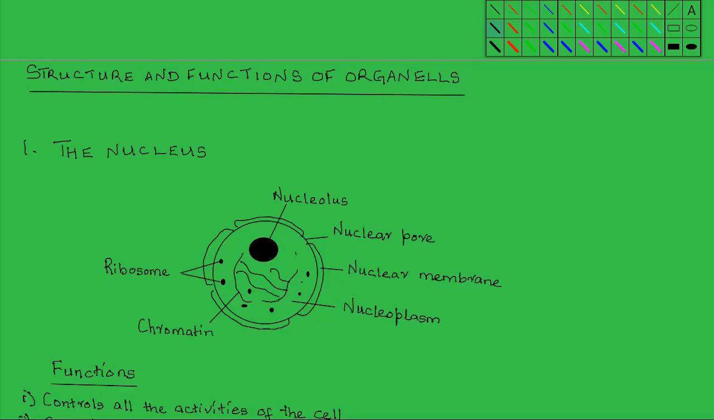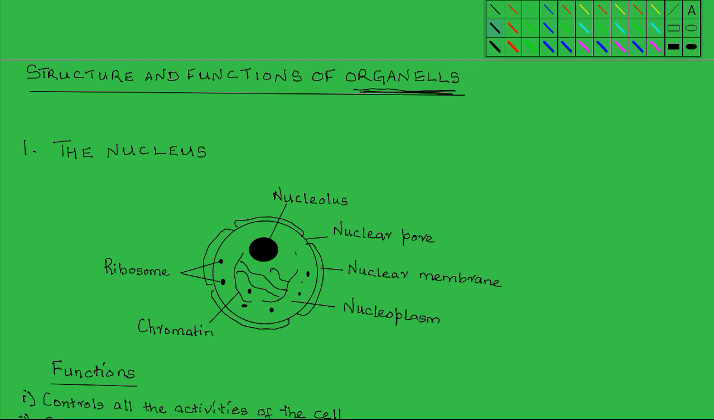Let us now turn our attention to the structures and the functions of the organelles that are found in cells. These are the organelles that are visible when the cell is viewed under the electron microscope. Organelles are structurally and functionally distinct units that are found in a cell. When a cell is viewed under the microscope, there are those structures that are so distinct in terms of form and shape. These are what are known as the organelles.